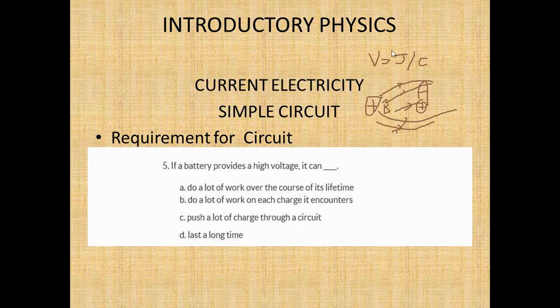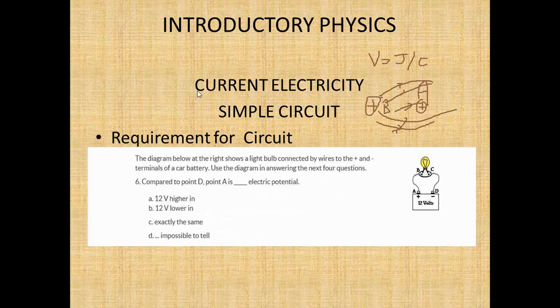It's going to do a lot of work on each charge because it's the number of joules. So if you look at the definition of it, it's going to do a lot of work on each charge it encounters. So this is the correct answer, because say you have 5 volts, it's going to be 5 joules per coulomb. If you have 10 volts, it's going to be 10 joules per coulomb. So it's a lot more energy, a lot more work on each charge. You just have to look at the formula or the definition for volts.